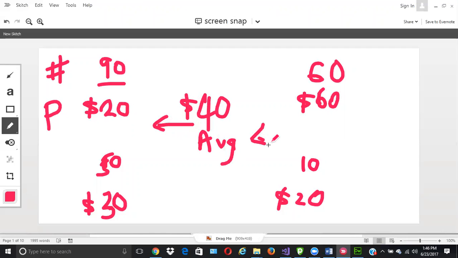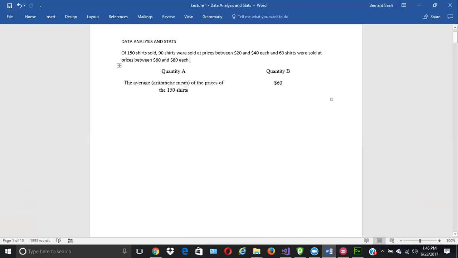So we can at least begin to try to answer the question. In the worst case scenario, what's true? In the worst case scenario, the average of the 150 shirts will be less than 40. That's what we just found.